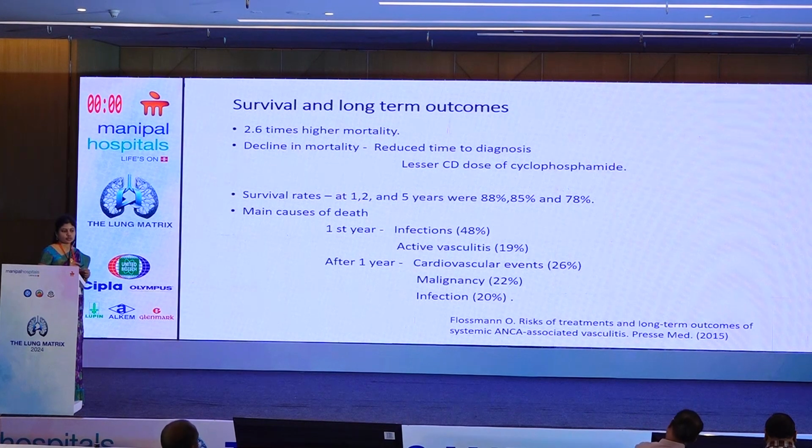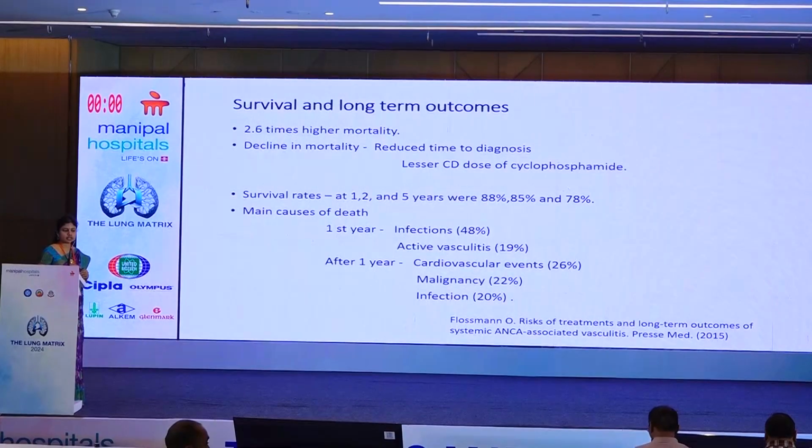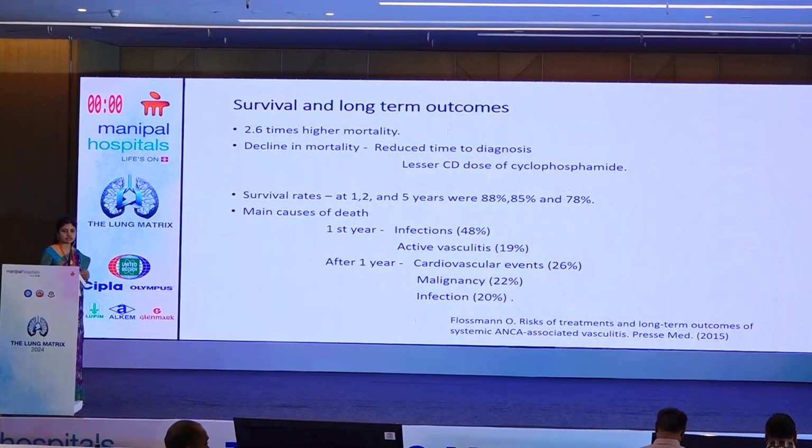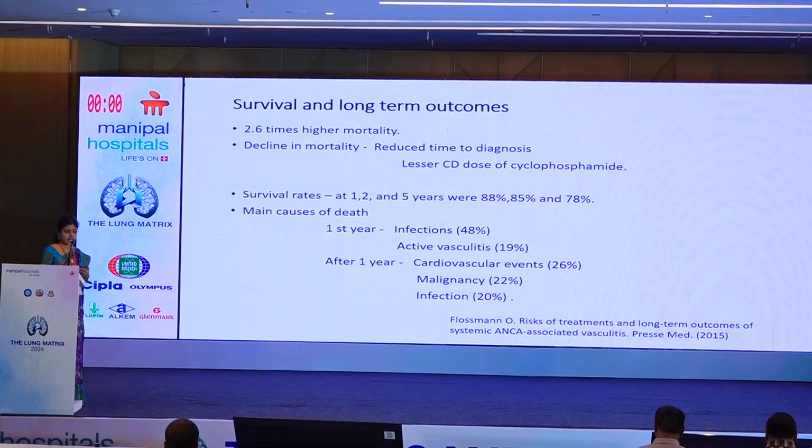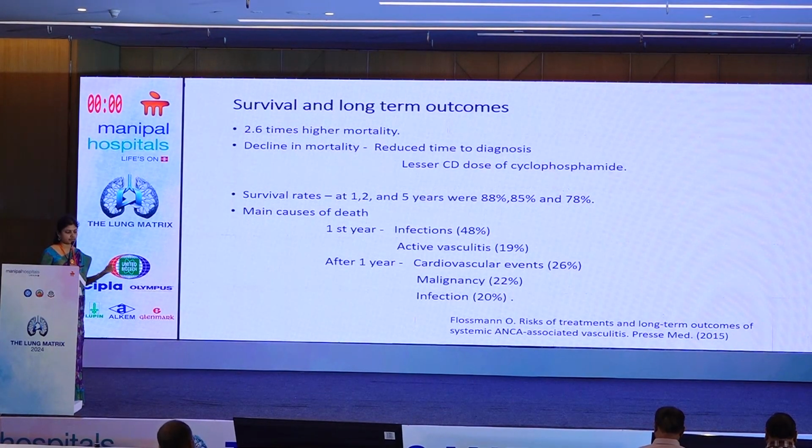So there is 2.6 times higher mortality in ANCA vasculitis, and now there is a decline in the mortality because there is a reduced time to diagnosis with the advent of newer techniques and a lesser cumulative dose of cyclophosphamide. We are moving more towards rituximab than cyclophosphamide based regimens now. The survival rate at the end of 1 year is 88% and at the end of 5 years it is 78%. The main causes of death in the first year are infections and vasculitis, and after the first year it is mainly because of cardiovascular events, malignancy and infections.